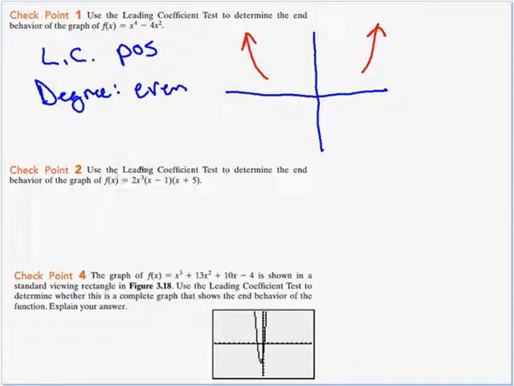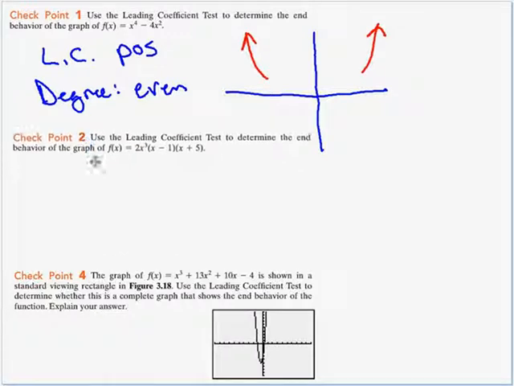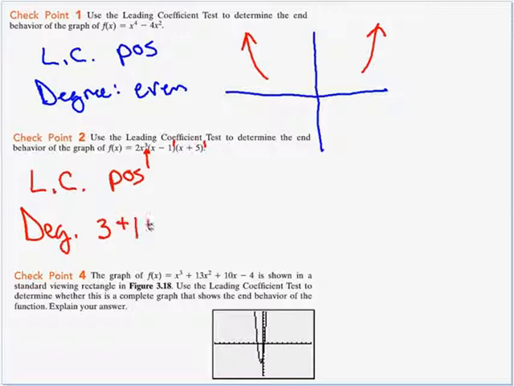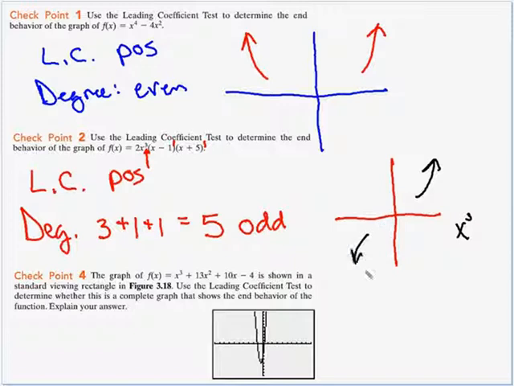All right, number 2. Use the leading coefficient test to determine the end behavior of this graph. Again, we could FOIL that out and distribute this other term, but we don't have to do that. Our leading coefficient, positive 2, positive. Degree. Again, we have it in chunks, but this term is a third degree. And then here we have implied ones. So we have another first degree and another first degree. We're multiplying them all together, so we add up the exponents. We get 5, which is odd. Positive and odd is like x cubed. So up in the first quadrant, down in the third.